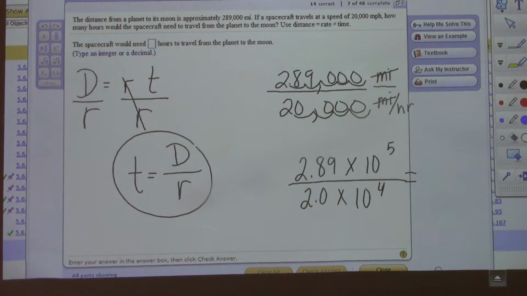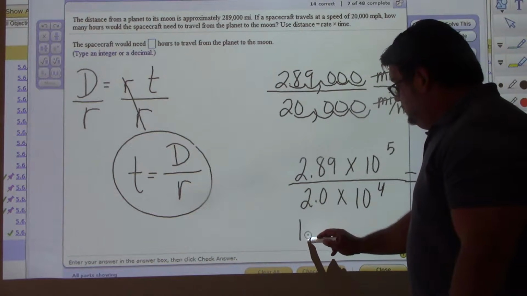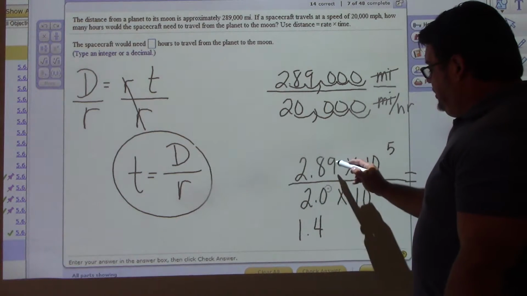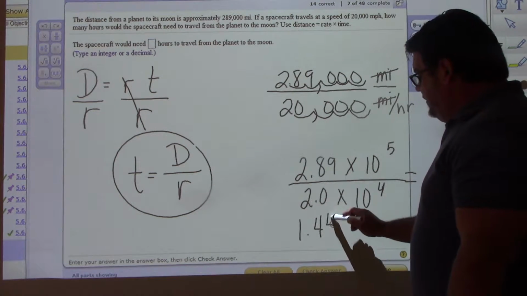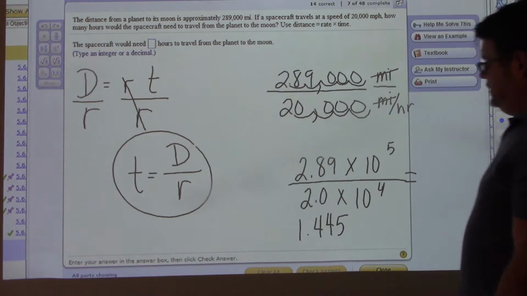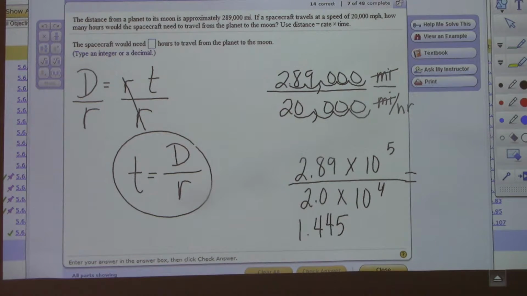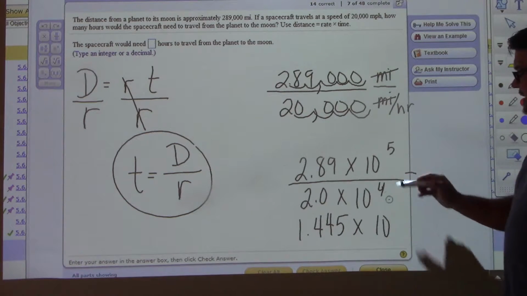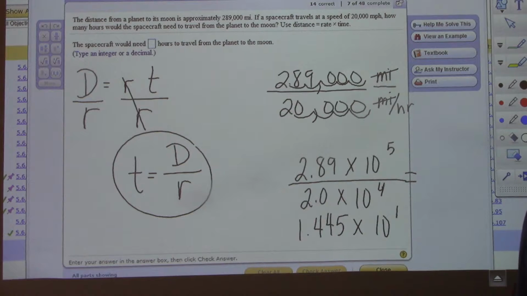Now, what is 2.89 divided by 2? Well, 2 will go into 2 one time. 2 will go into 8 4 times. 2 will go into 9 4 times, and I think it ends up to be 5. Yeah. 1.445 times 10. Now, I can tell you, they're not going to ask you for scientific notation.